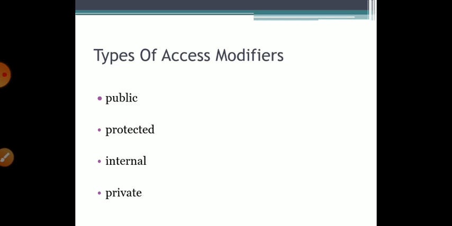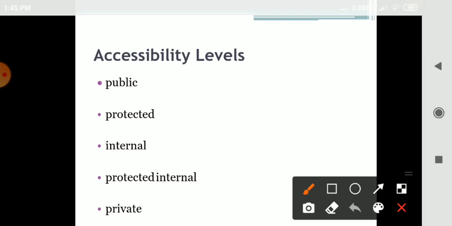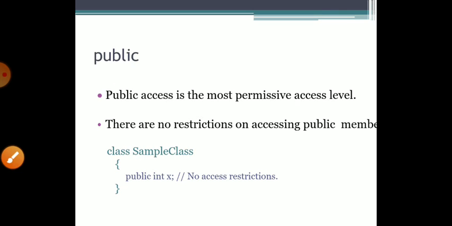Another section you will be learning about is accessibility: where you can access, how you can access, within the program, outside the program. Those are the accessibility levels. It consists of the access modifiers within that: public, private, protected, internal, and private. So let's check out one by one how to use them.